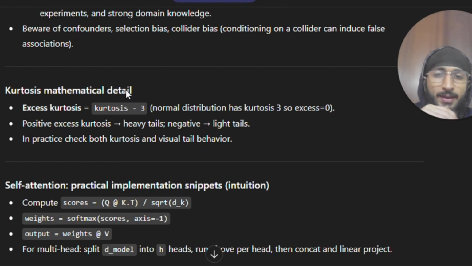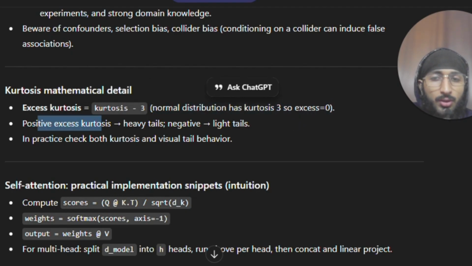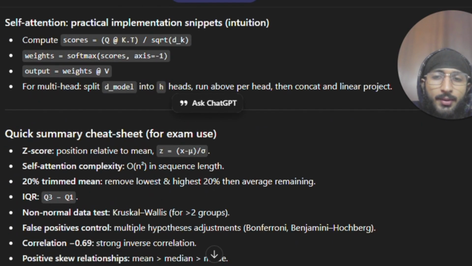Now, kurtosis, or mathematical details. Excess kurtosis is kurtosis minus 3. The normal distribution has kurtosis 3, so excess is 0. Positive excess kurtosis has heavy tails and negative has light tails, right? And that's it.